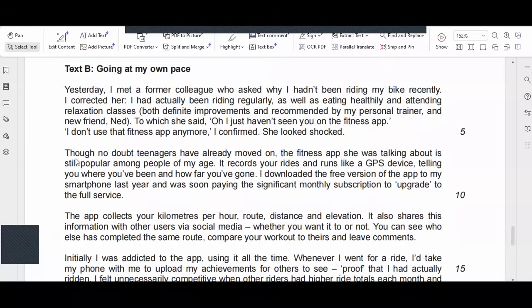To which she said, "Oh, I just haven't seen you on the fitness app." I don't use that fitness app anymore. I confirmed. She looked shocked. So, this means that this text is about a fitness app, where you can post your data about your particular sort of achievement or any sort of workout that you had been doing.